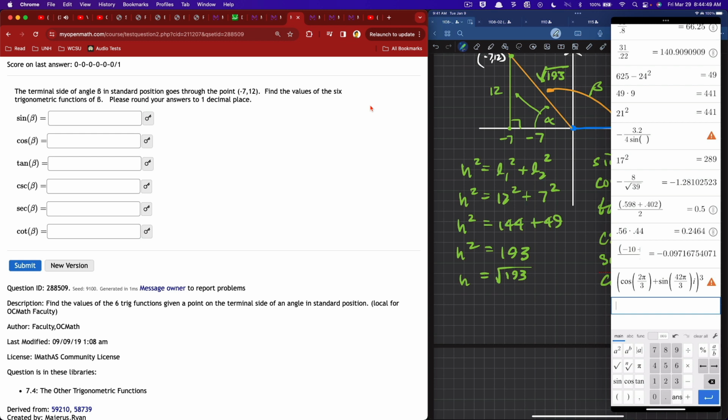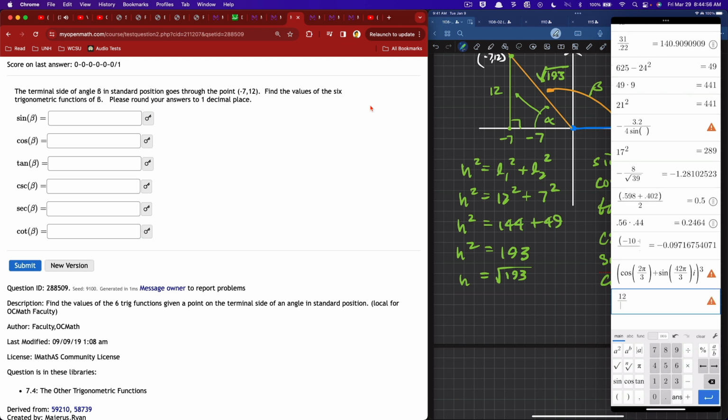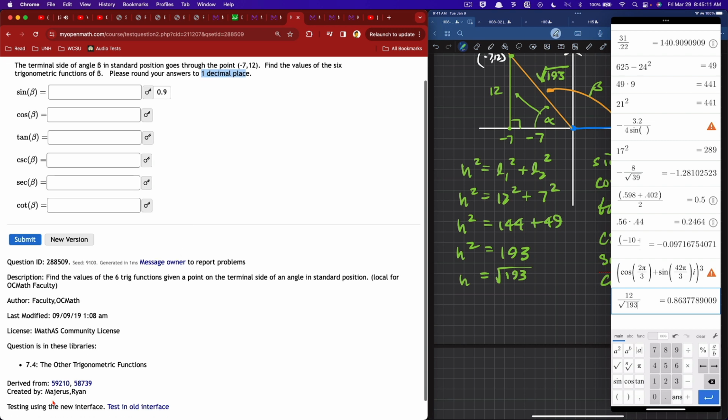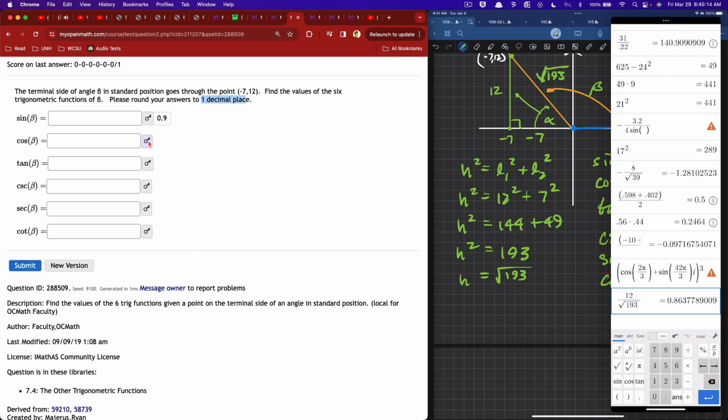So you're going to have to type these in, right? What was it? 12 divided by root 193. That's the first one, 0.86377. Rounded to 1 decimal place. So who writes the decimal thing and then makes it 1 decimal place? Sorry, this is annoying. Cosine would be -7, so we can just change that to a -7. So that's going to be -0.5.